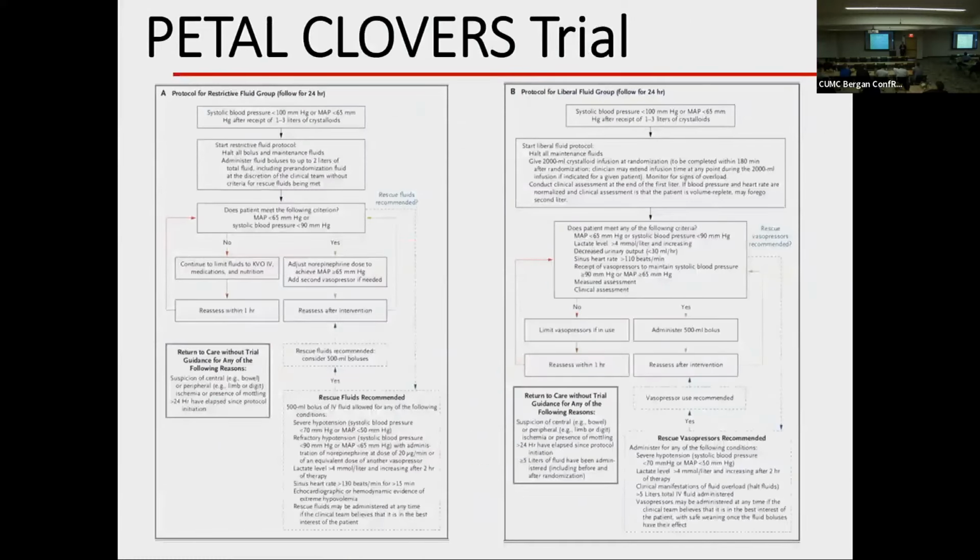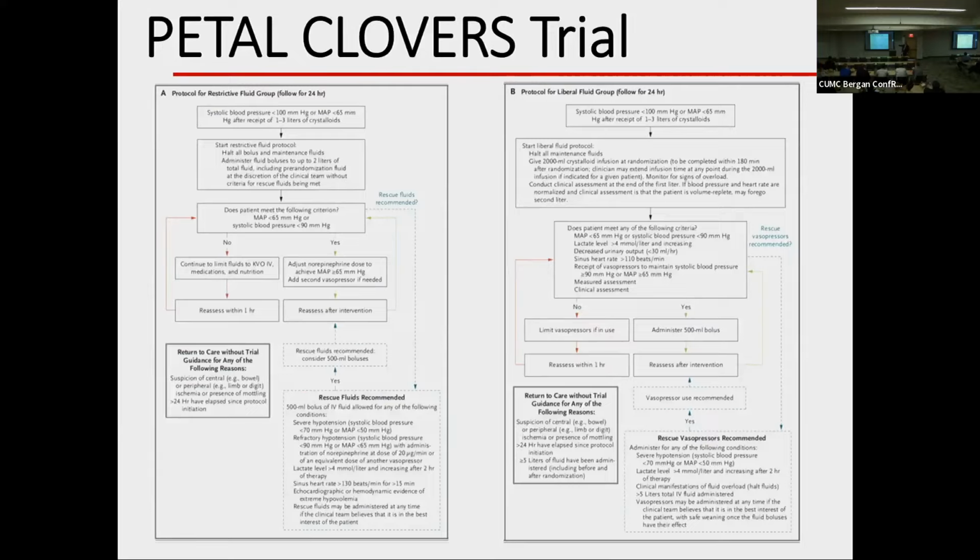Here, you're not going to be able to read this, and that's okay. The important part of this is that the left side is the restrictive fluid group, so that's pressors prioritized. The right side is fluid prioritized, and you can see in the bottom, there's an out for you to go to usual practice. That's if the patient's not doing very well, has severe signs of ischemia.